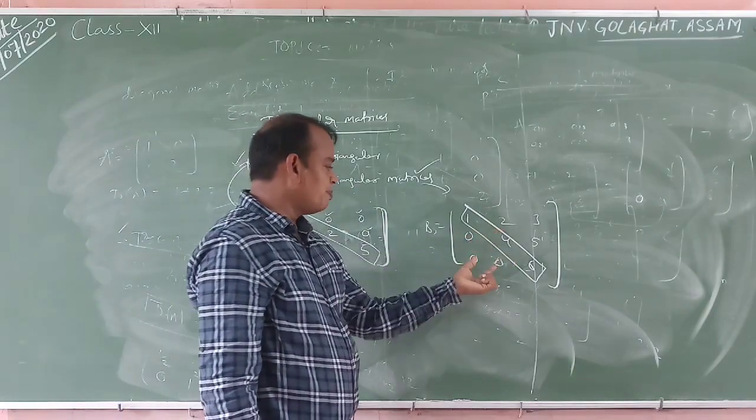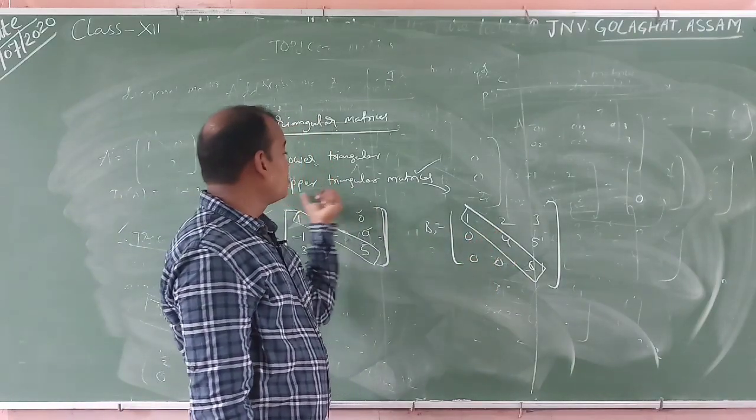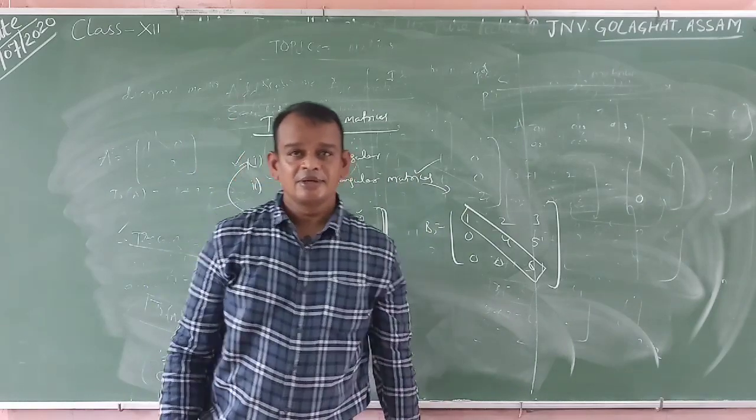If the elements above the principal diagonal are equal to 0, that is called a lower triangular matrix. If the elements below the principal diagonal are equal to 0, that is called an upper triangular matrix.